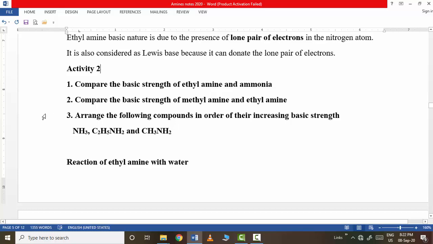Activity question 2, 3: Arrange the following compounds in order of increasing basic strength. Ammonia, ethylamine and methylamine are given to you. So you have to arrange them in increasing basic strength.